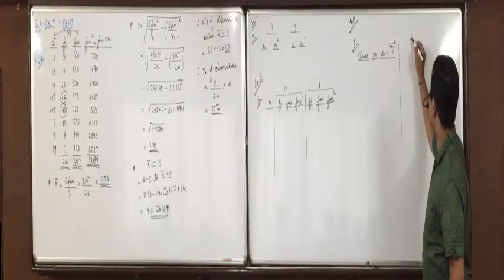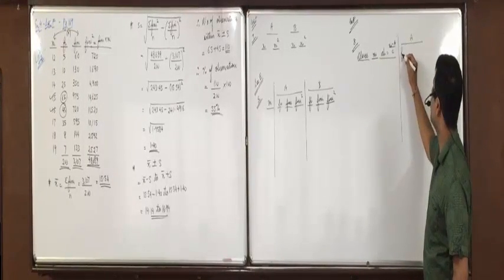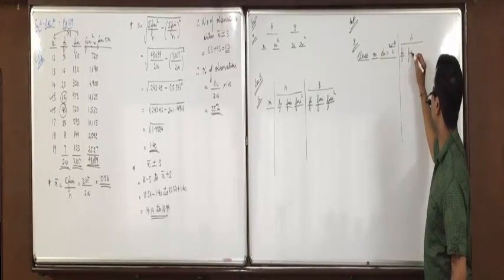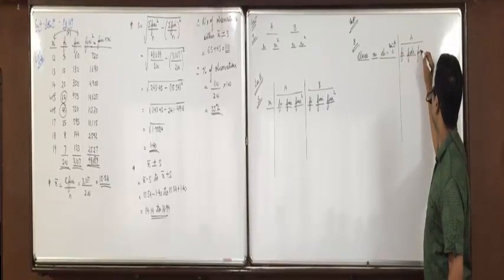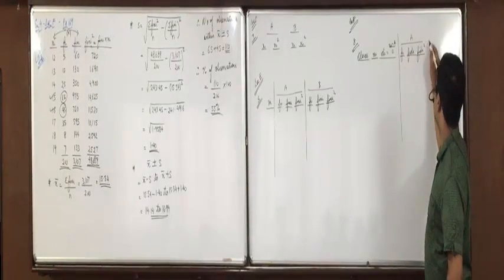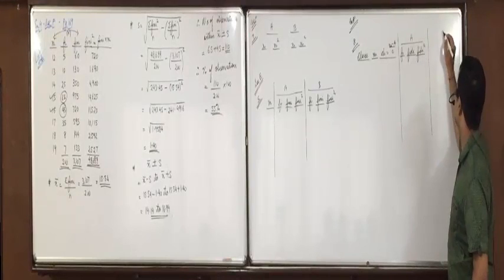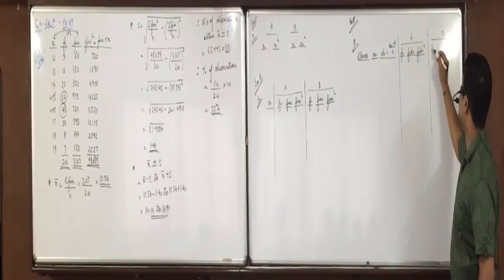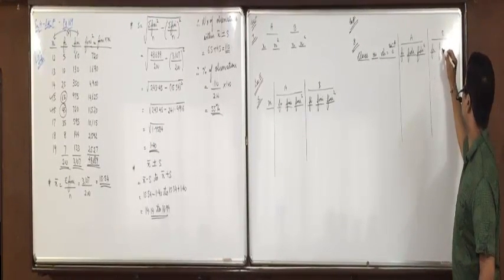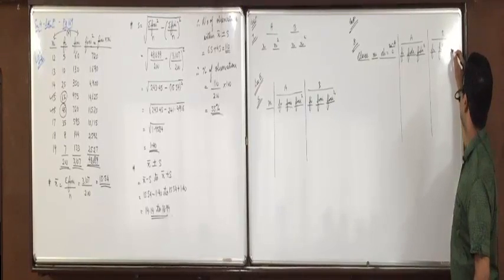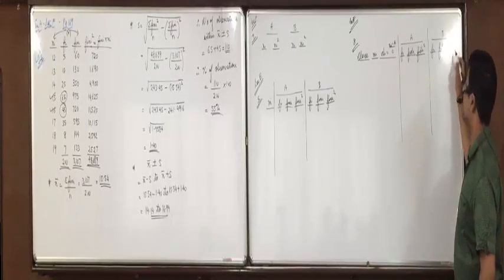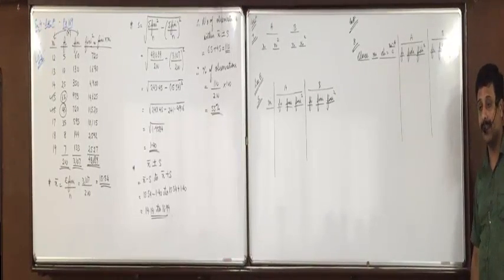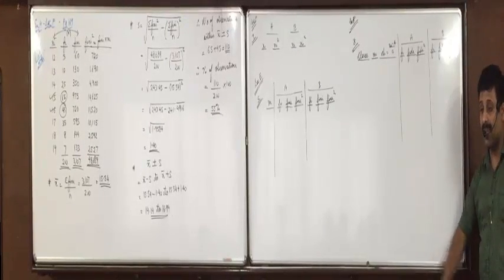Then for group A, you are given FI. So you'll find FI DI and FI DI square. Then for group B, again you are given FI. So you'll find FI DI and FI DI square. These workings you will make. Now what formula will you apply for x bar?